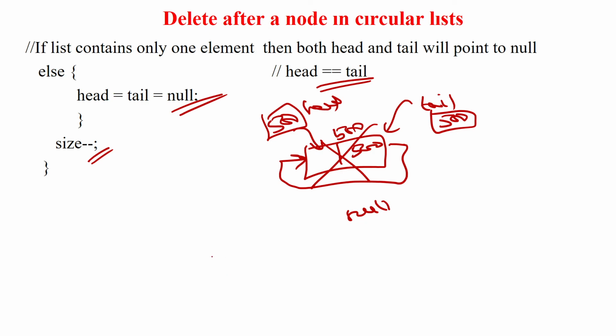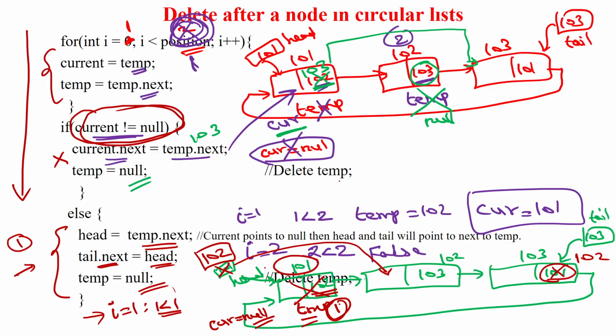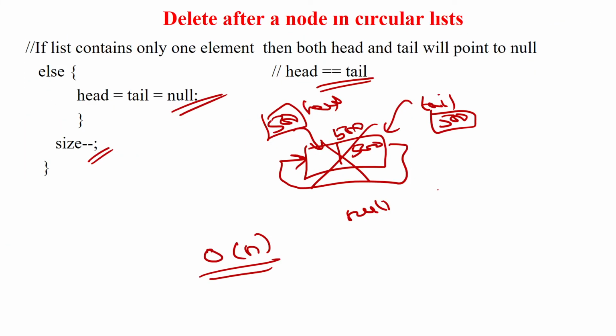The time complexity is order of n, because we move from the head node to the specific position. It may be approximately order of n minus 1 or n minus 2, but the constant value is neglected, so it is order of n.